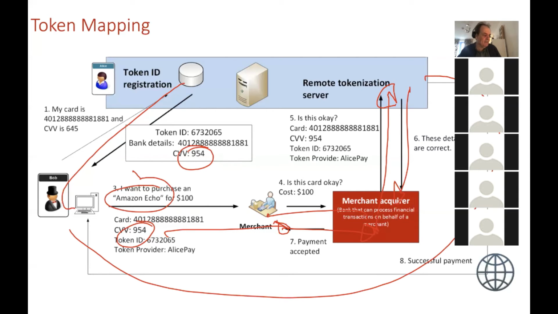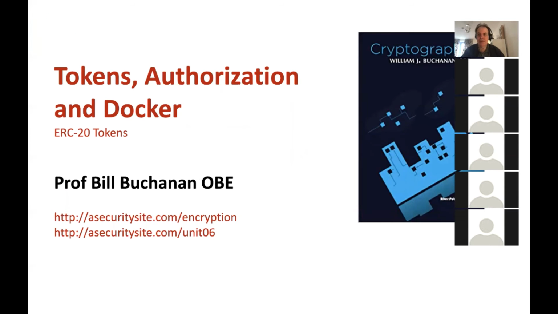The good thing is that Bob can get a message back from the tokenization server to say that he's just bought an Amazon Echo, and is it okay? So we could have a little delay in the loop while he agrees to it before the merchant actually receives back the reply. So many of the banks are now tokenizing because they see this as a good way to protect users from fraud. Okay, any questions up to now?